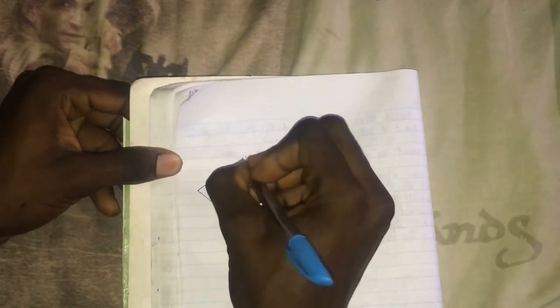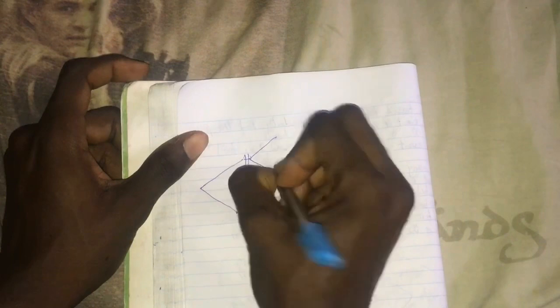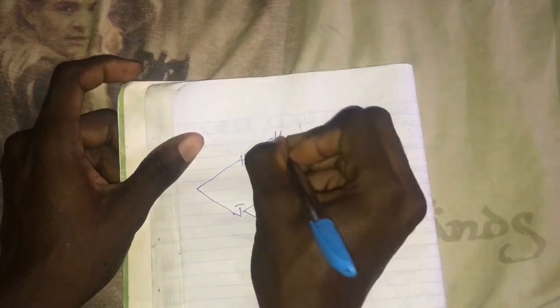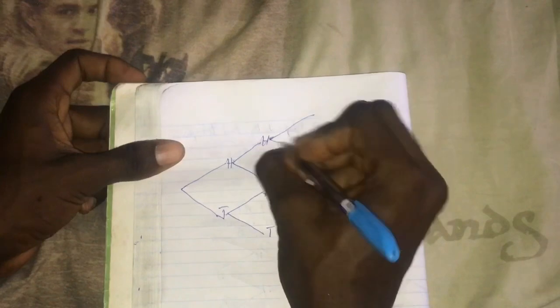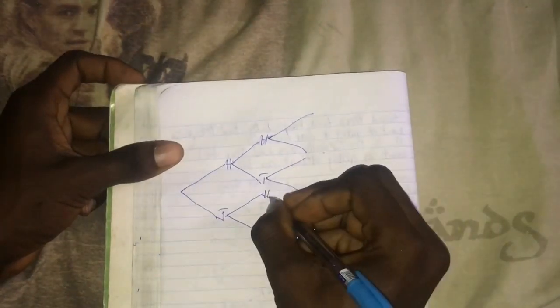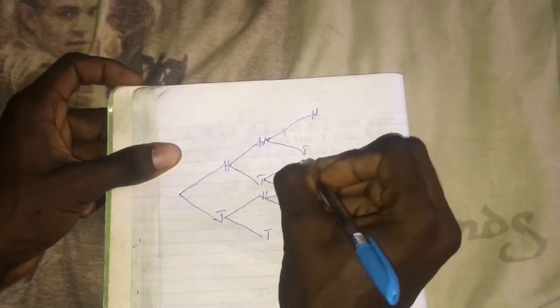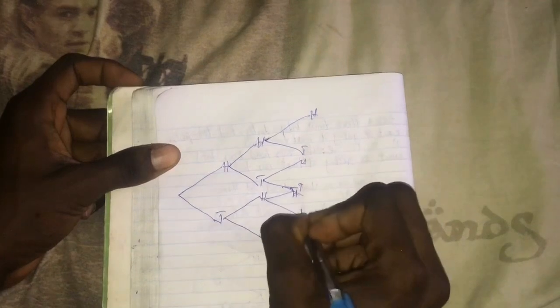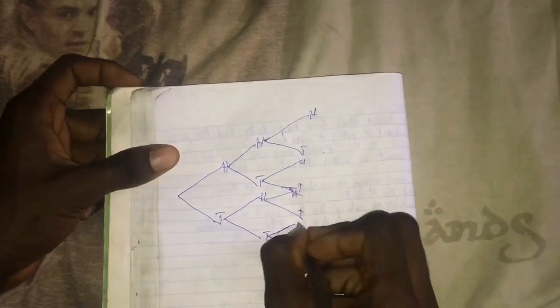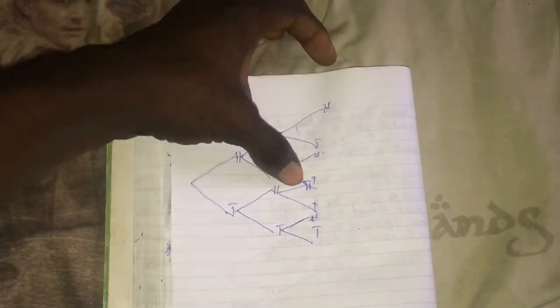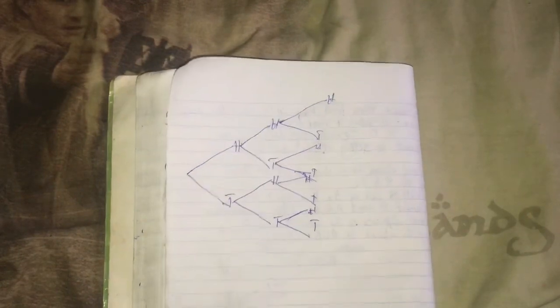So we toss it the first time, we get a head and a tail. We toss it the second time, we have head and tail, head and tail. Then we toss it the third time. Oh, sorry, I have to manage this. So we have head and tail, head and tail, head and tail. Then this one too, head and tail. So we are left with how many outcomes? 1, 2, 3, 4, 5, 6, 7, 8. So we are left with 8 outcomes.